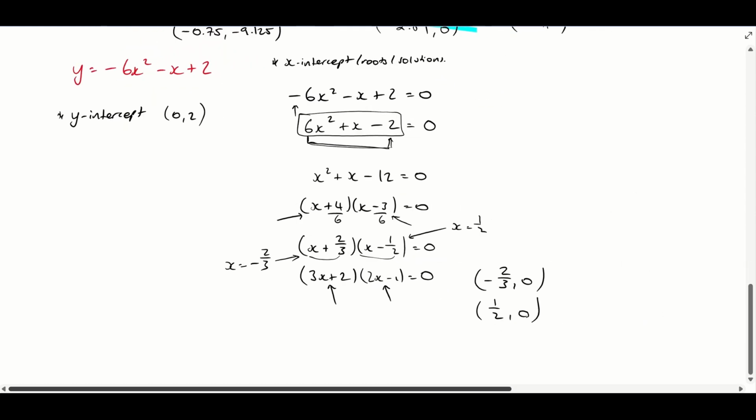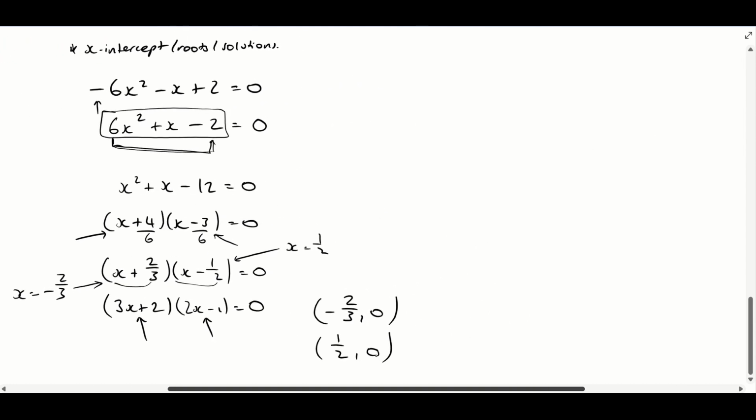Once again, we could use the quadratic formula. So we will, because I want to prove to you that it does work every time. Negative b plus or minus the square root of b squared minus 4ac, all divided by 2a. So in this case, we have our b value here. Our a value is minus 6, our b value is minus 1, and our c value is 2.